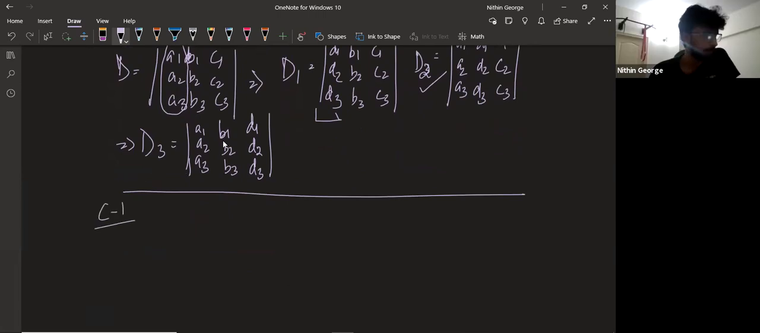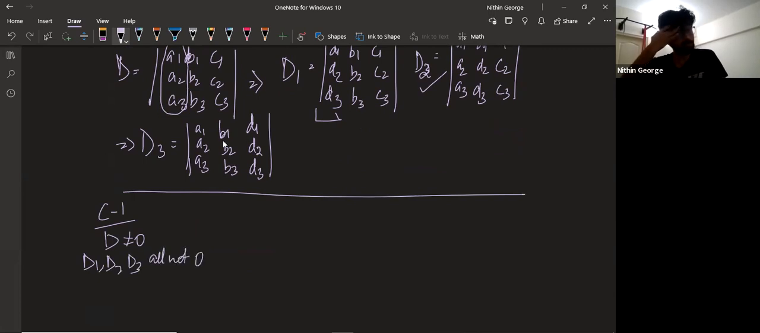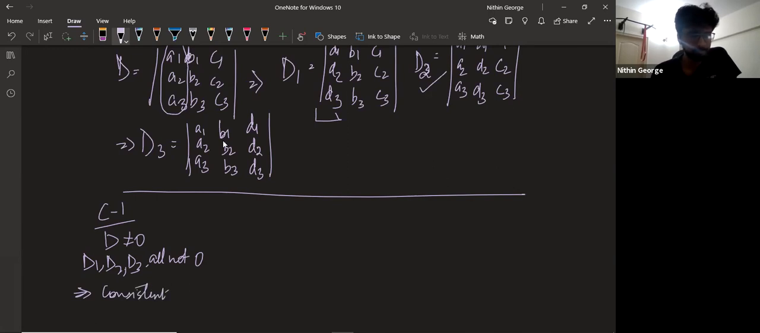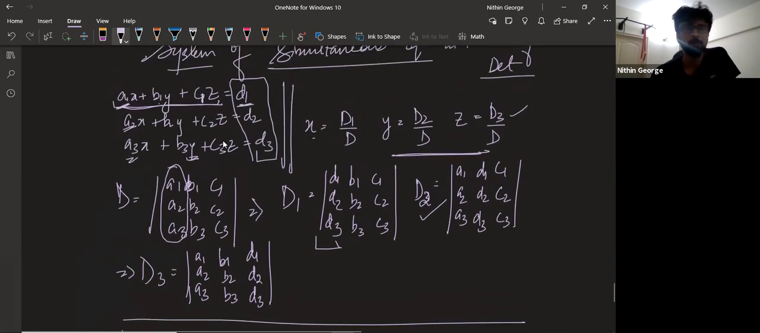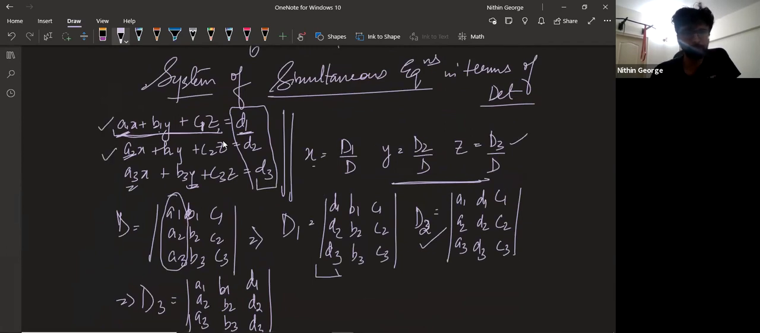Case 1. D not equal to 0, and D1, D2, D3 are all not 0. First is D not equal to 0. So this means it will have one solution. It is consistent, and it will have a unique solution. So remember, these are all equations of planes basically.